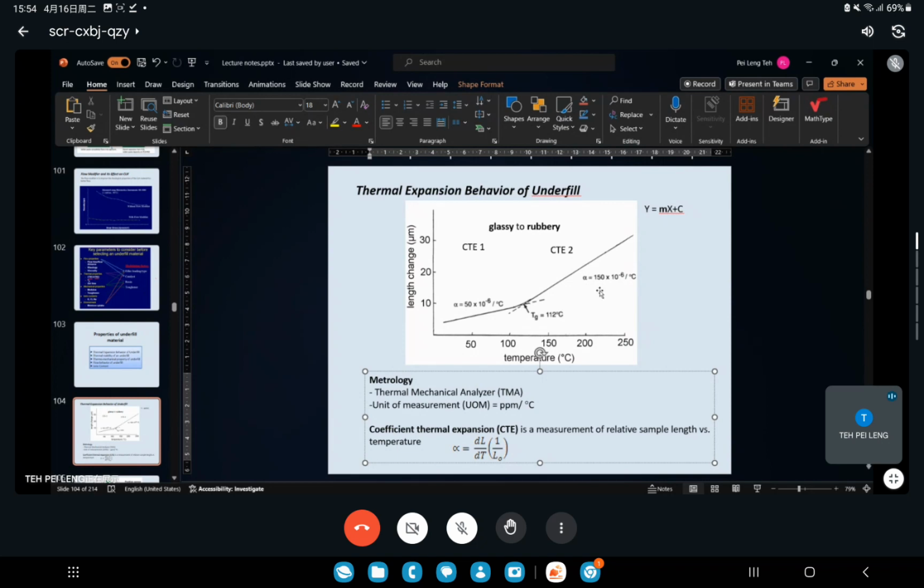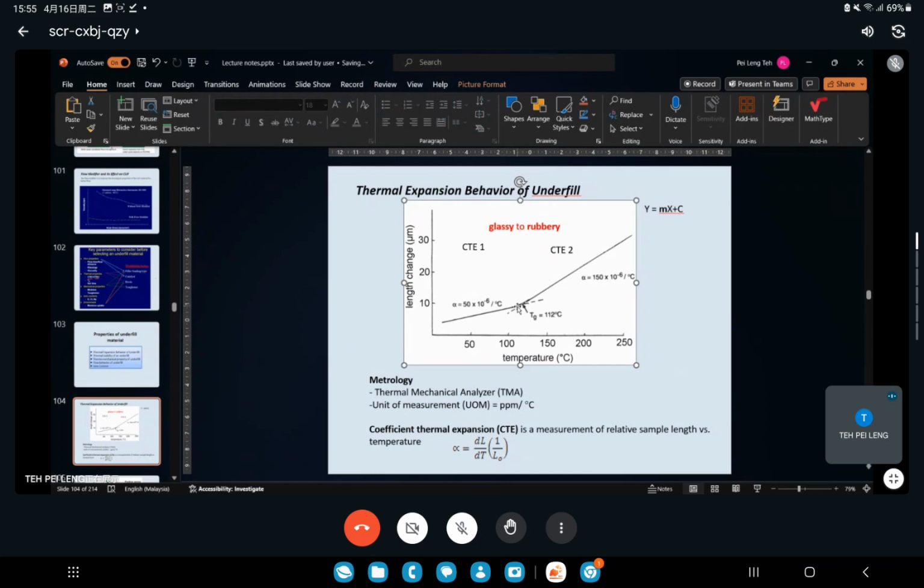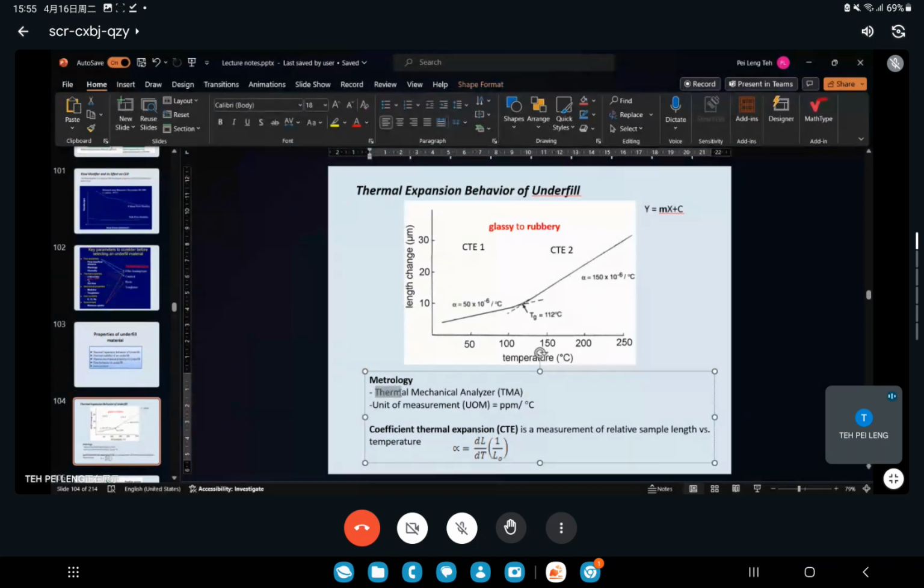You see different values. This one 50, this one 150 ppm per degree Celsius. So you see the values are far different, right? Why is it like this? Because of this. You see here, I explain to you what is X and Y. So you must remember what is X and Y. And you must remember what this is.